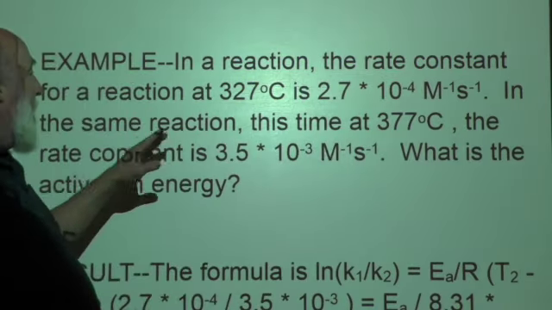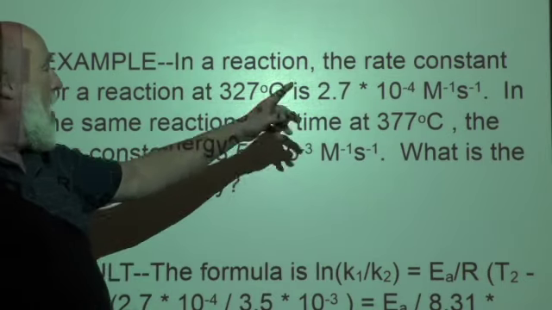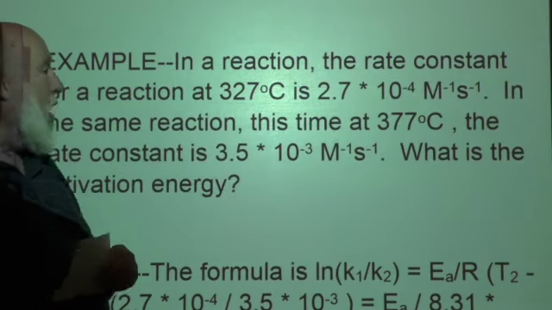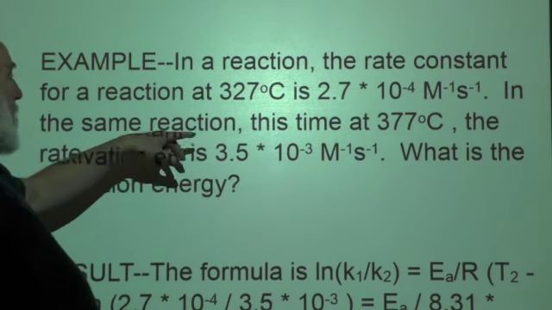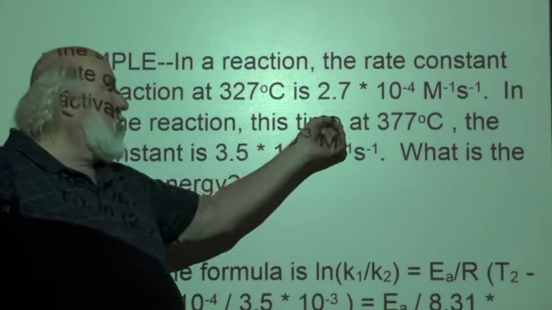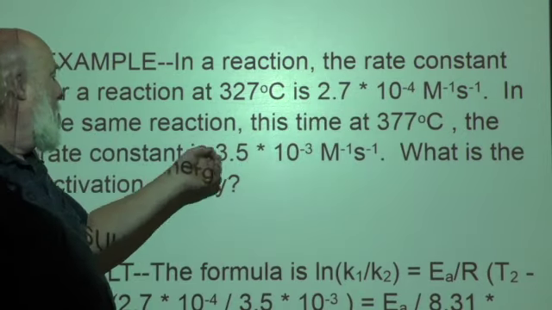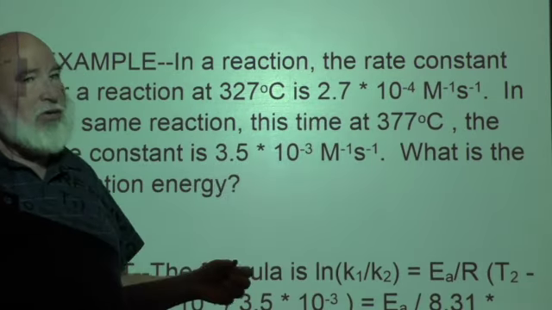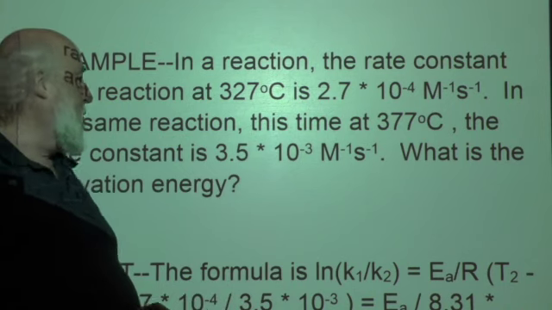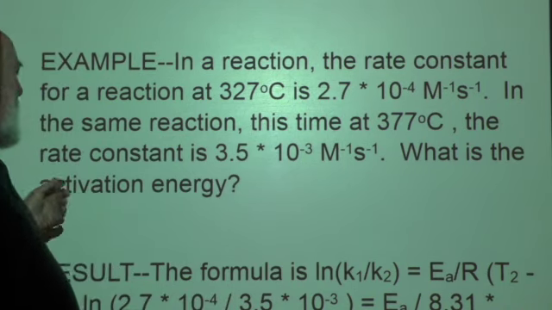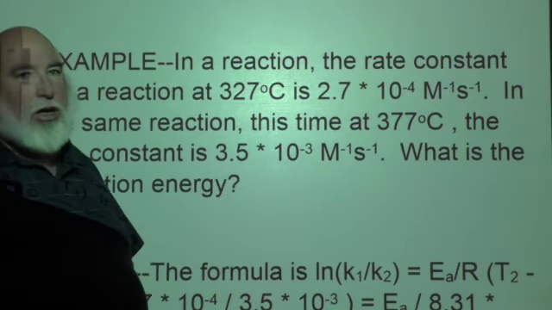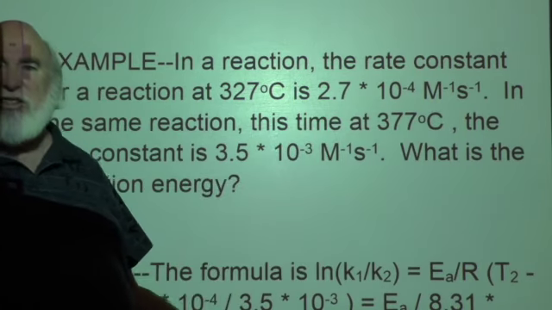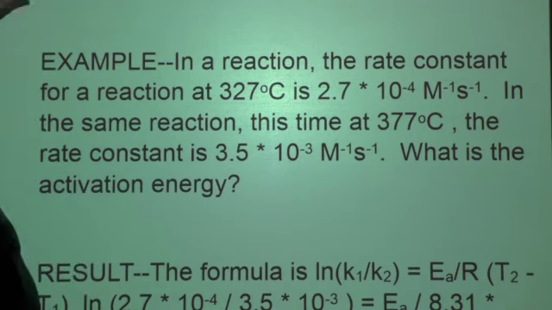And the same reaction run at a higher temperature, we know it's going to go faster. Well, the rate constant for that is 3.5 times 10 to the negative 3. Well, it was 0.00027, and now it became 0.0035. So it's more than 10 times faster. And what is the activation energy? So we want to know what is the activation energy that causes this change to be 10 times faster than what it was before. So here's how we do it.